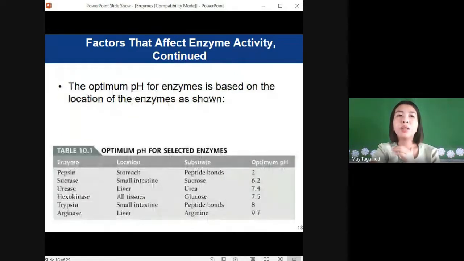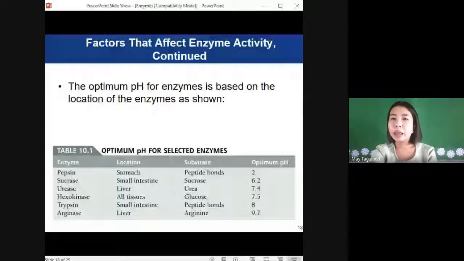And so the optimum pH for enzymes is based on the location of the enzymes, as shown on your screen. We have here pepsin, which is located in your stomach, and the substrate is peptide bonds, with the optimum pH of 2. We also have sucrase, urease, hexokinase, trypsin, and arginase.